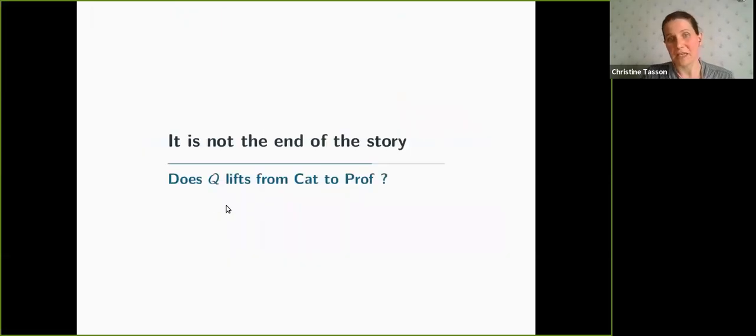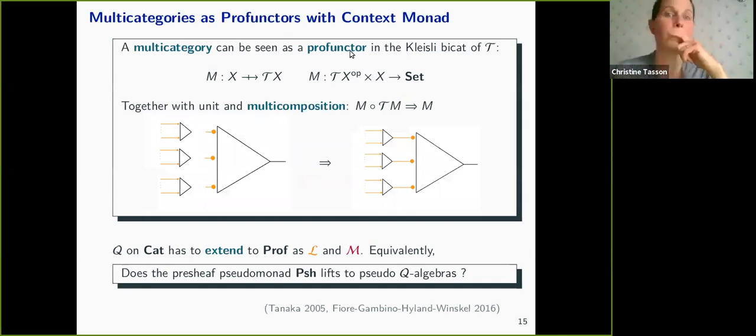But it is not the end of the story, because if I want to describe generalized multicategory for linear nonlinear substitution, I have to prove that Q extends from Cat to Prof. Why? Because if you look at multicategory as a profunctor, so this is a notation, M is a profunctor from X to TX, where T is the monad for the context. This is a notation for M being a functor from TX cross X to Z, which was the definition of multicategory I gave.